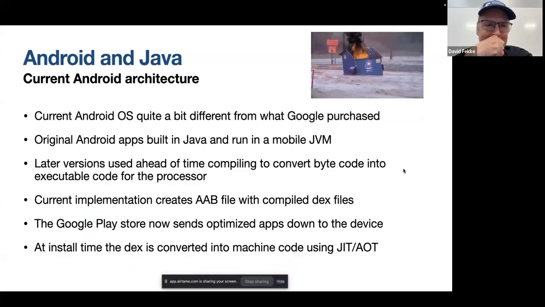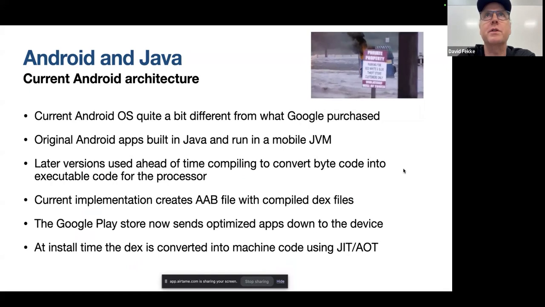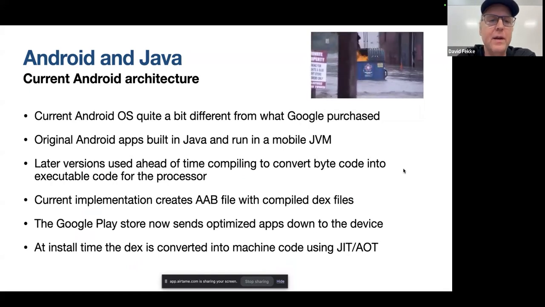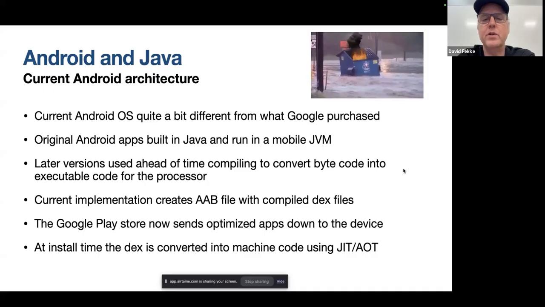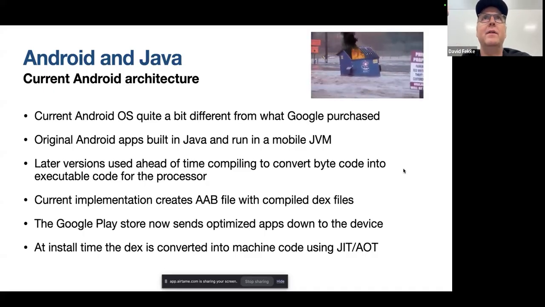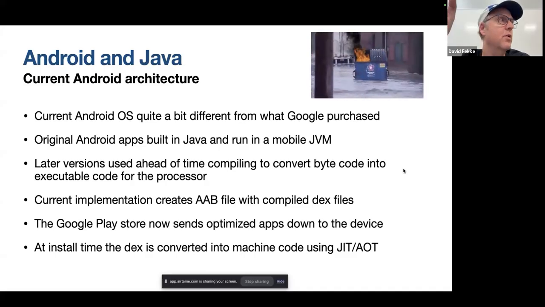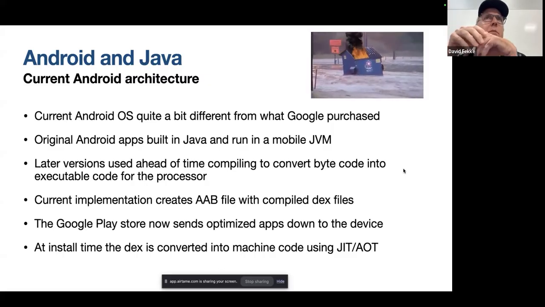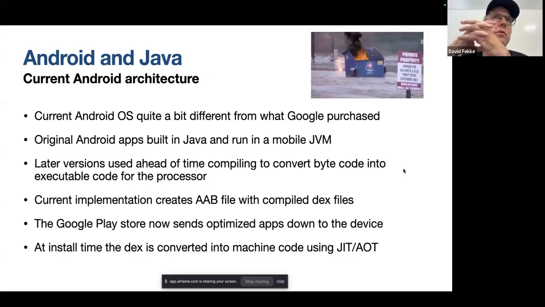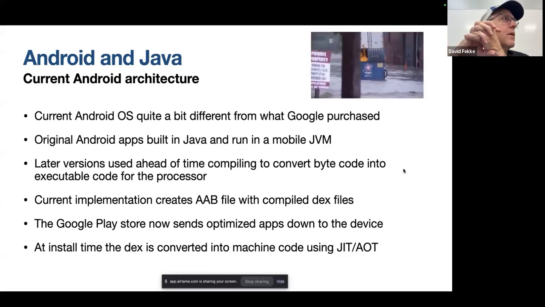So the current Android OS is quite a bit different from what Google originally purchased, I think close to 20 years ago. All the original Android apps were actually built in Java. The original idea was that they were going to have a phone where you could write apps in Java, but the original design was quite a bit different from the smartphone we're used to now, with one giant screen and a software keyboard. It was meant to be a little bit more BlackBerry-ish, the original Android phones. Who did Google purchase it from?